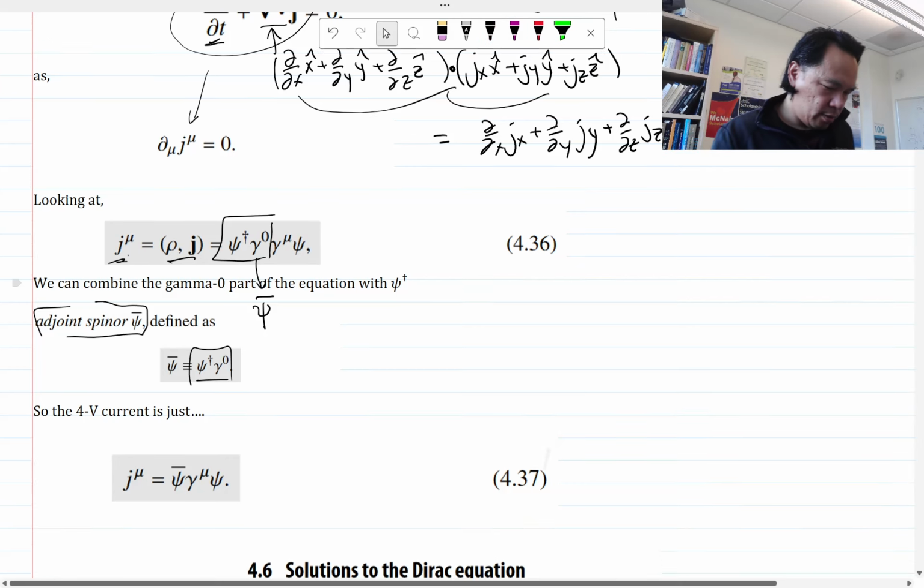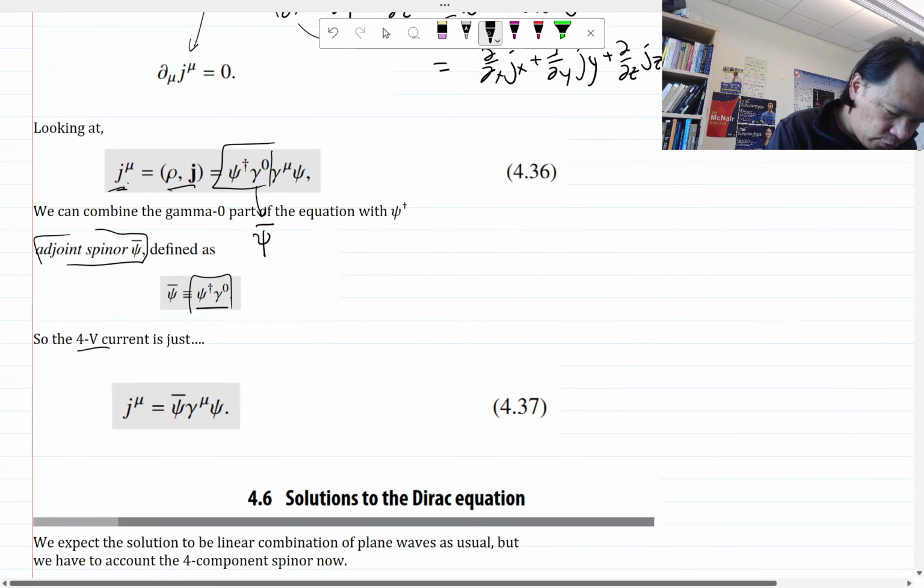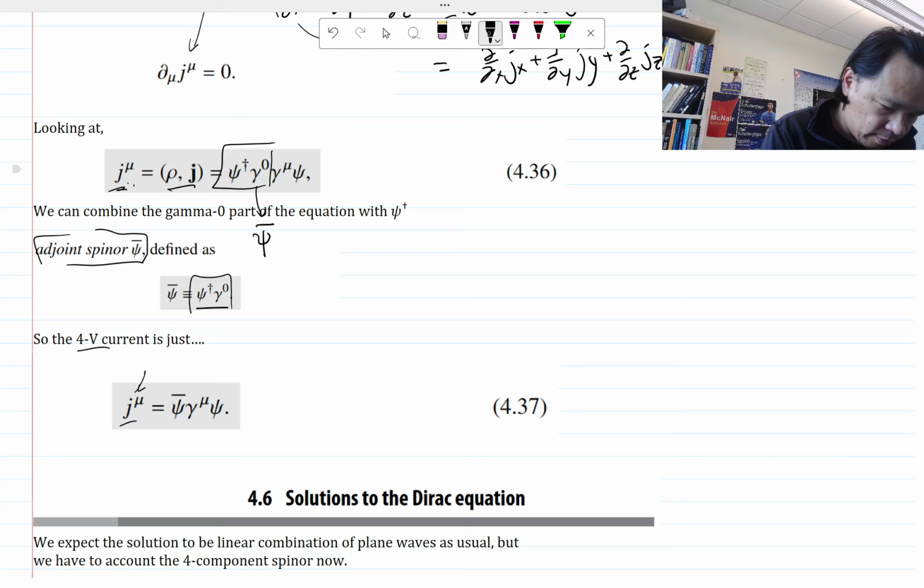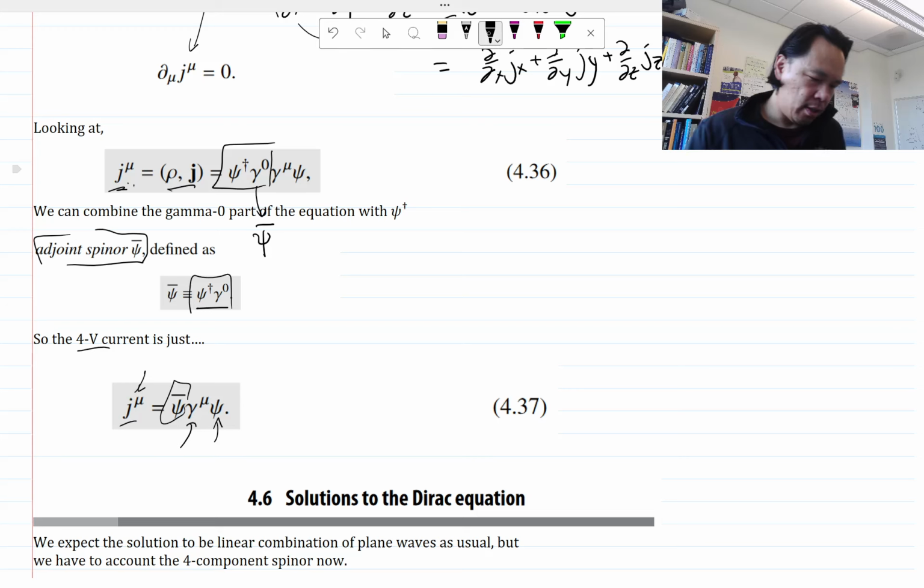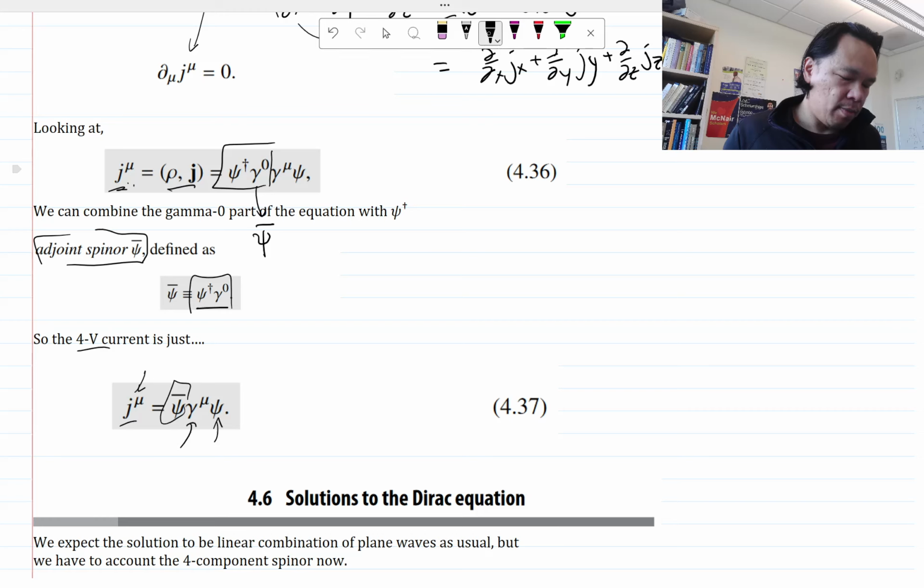Now this four-vector current is not going to look like just j mu as before. Instead of having to deal with this gamma 0, all we have to do now is write psi bar gamma mu psi, basically replacing psi dagger gamma 0 with psi bar. That's going to help us a lot with the notation in the future.